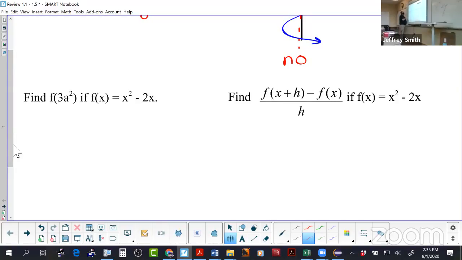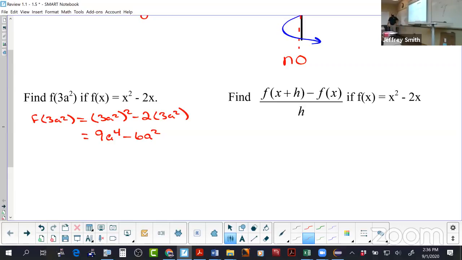Find f of 3a squared for f of x equals x squared minus 2x. So f of 3a squared is equal to 3a squared squared minus 2 times 3a squared. You gotta be careful here because you gotta square both of those. So this is 9a to the 4th minus 6a squared. I imagine the mistake I might see on the test is that you might leave it as 9a squared. Remember, you're squaring a square, that makes it a to the 4th.